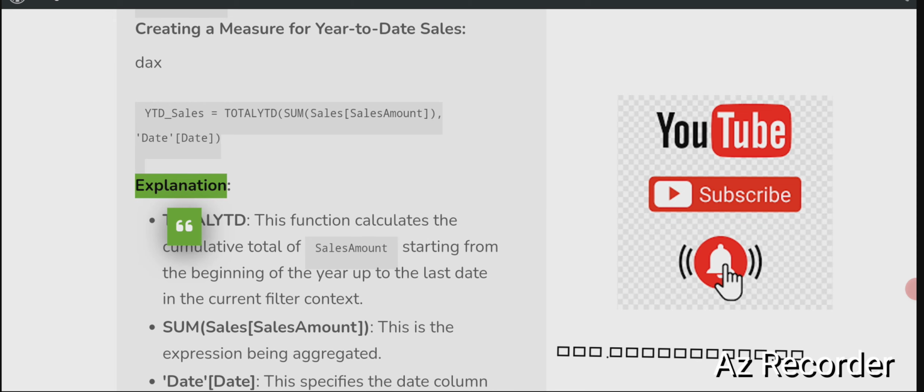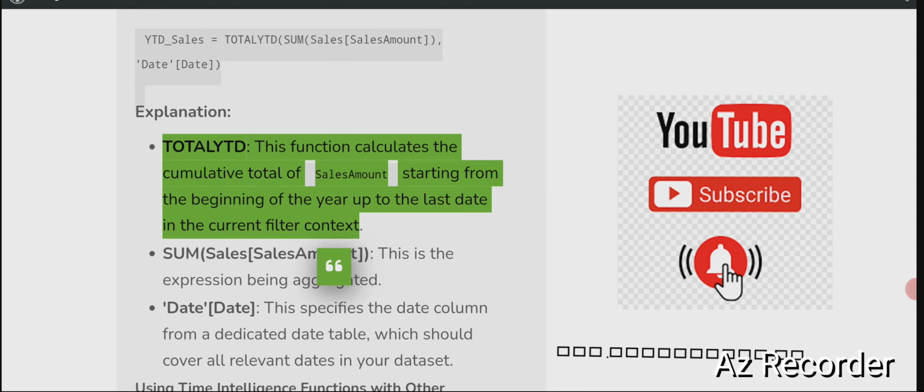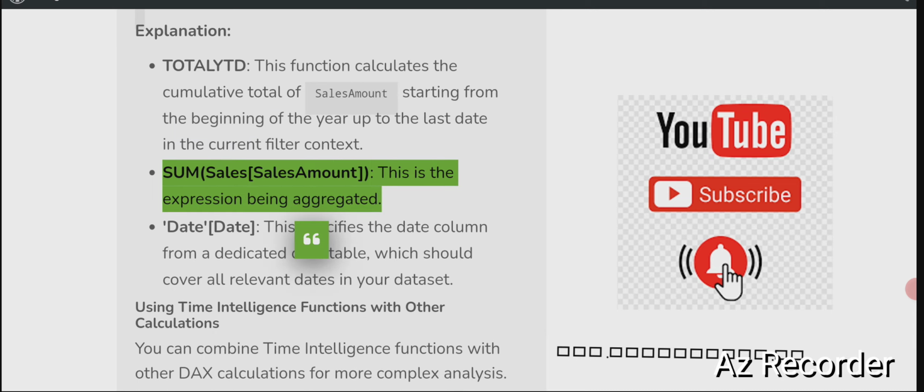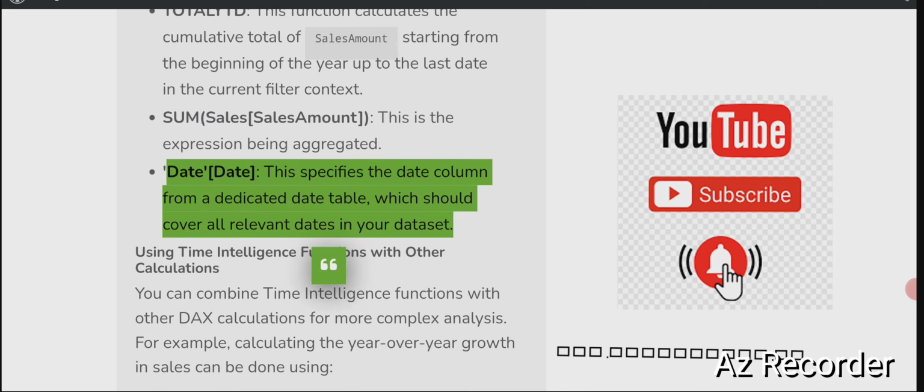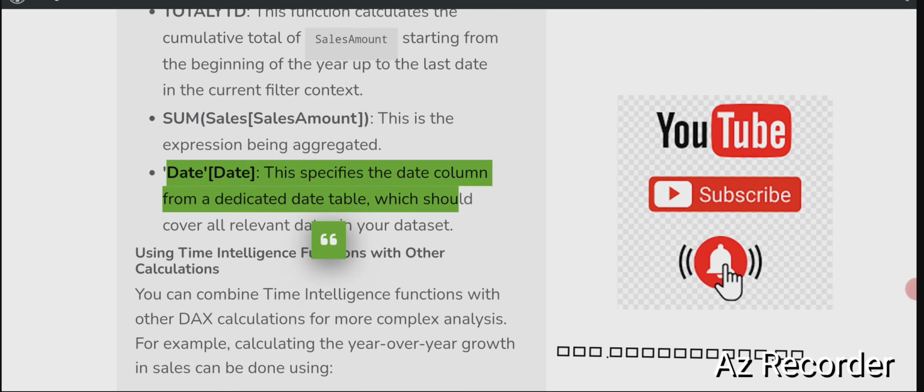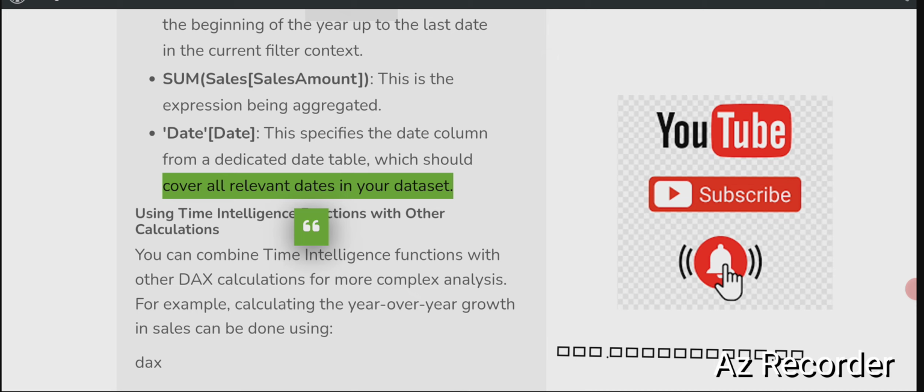Explanation. TOTALYTD: this function calculates the cumulative total of sales amount starting from the beginning of the year up to the last date in the current filter context. SUM(Sales[SalesAmount]): this is the expression being aggregated. Date[Date]: this specifies the date column from a dedicated date table, which should cover all relevant dates in your dataset.